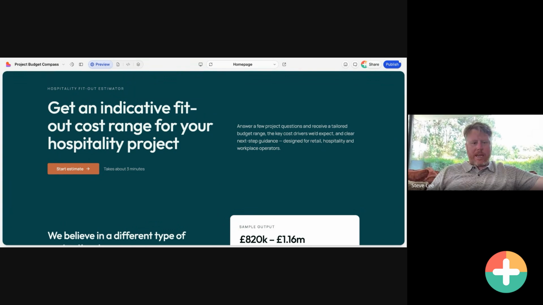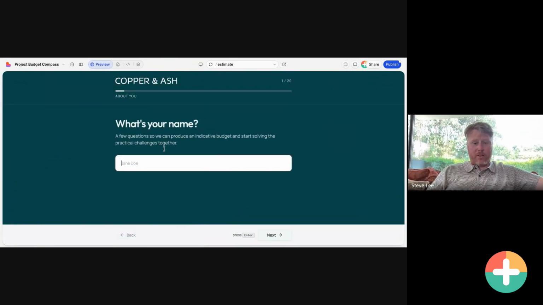One of the key sectors for Copper and Ash is hospitality. They do a lot of work for restaurants, from quick service restaurants all the way through to very high-end eateries. We haven't quite got the range pricing right on this tool just at the moment, but that's because we're working with Hayley at Copper and Ash to work out what the key cost drivers are in terms of interior fit outs more than anything else. So I'm just going to go through this form and show you what it requires and what sort of output it has.